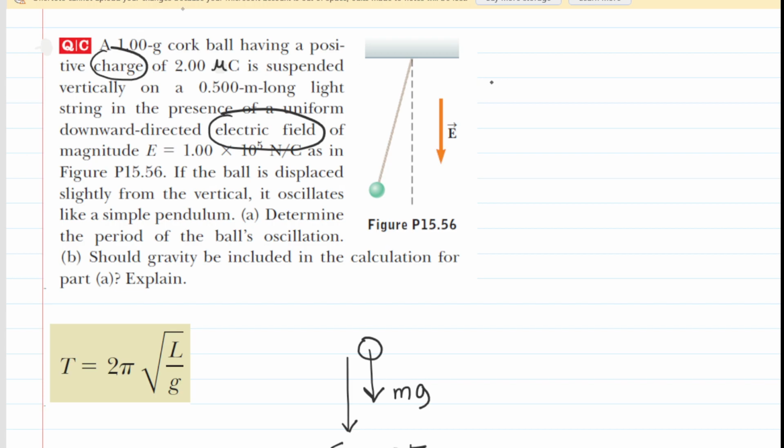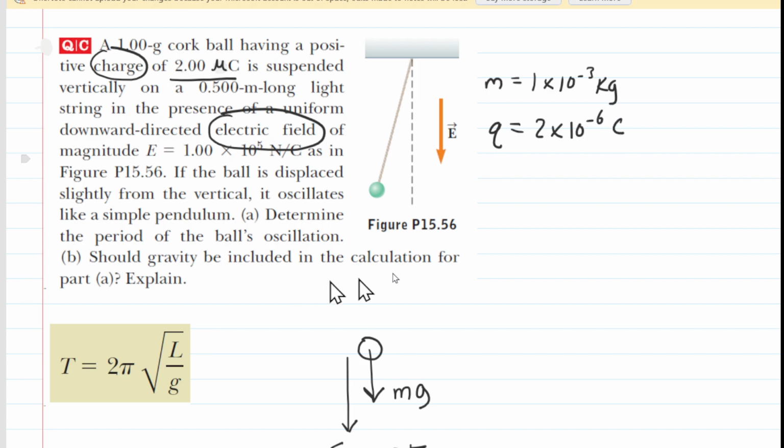So for example, the mass is given in grams, but we're going to have to change that into kilograms by taking the 1 gram and multiplying that by 10 to the minus 3, and that will flip the mass into kilograms. In addition, the charge Q is given in microcoulombs, so we're going to have to change that by doing 2 times 10 to the minus 6 coulombs.